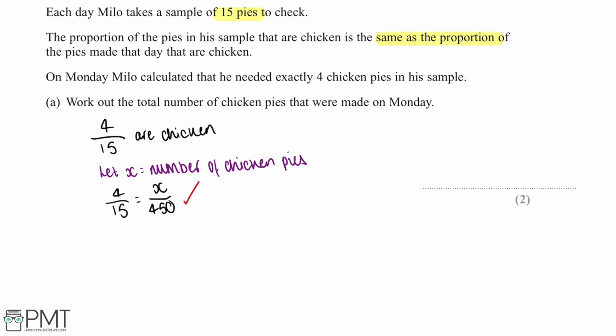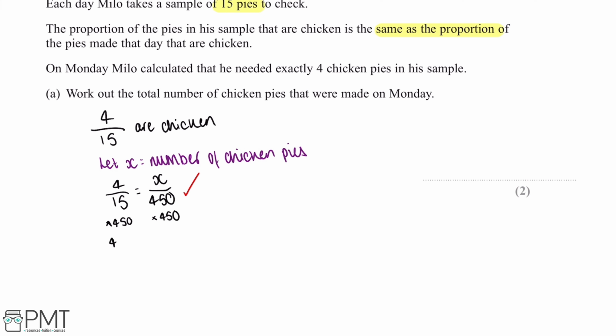And now the final thing we need to do is rearrange this equation to make x the subject and therefore work out the number of chicken pies. So in order to do this, we can multiply both sides by 450. And this will give us 4 multiplied by 450 divided by 15 is equal to x. And now what we need to do is work out what this is equal to.